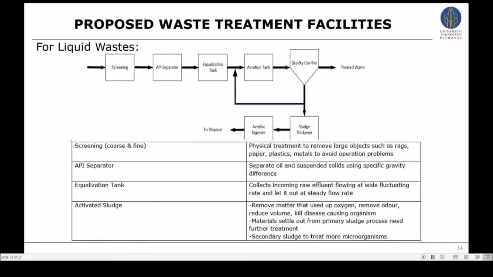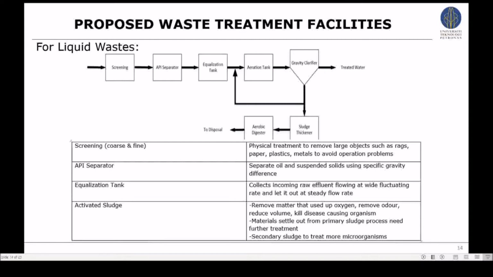So after the equalization tank, it will go through the activated sludge process. Activated sludge consists of two processes, which are the primary and the secondary. The primary process will remove matter that uses up oxygen, remove odor, reduce volume, and kill disease-causing organisms. Materials that settle out from the primary sludge process need further treatment. Therefore, comes the secondary sludge, in which the extra microorganisms are to be treated.